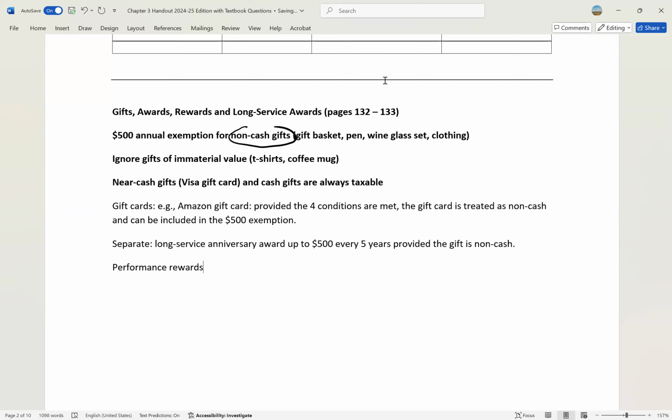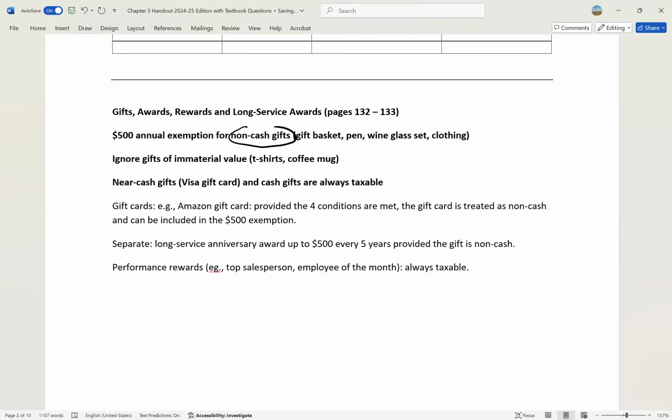So when we talk about performance rewards, for example, you get an award for being the top salesperson, or you get an award for being employee of the month. So basically it's based on your performance, even though it could be non-cash. Performance rewards are always taxable. So top salesperson, even though it's a non-cash gift, it will always be taxable, not included in the $500 exemption. I just wanted to go through that because these are things that employees typically see quite often when they work for an employer.